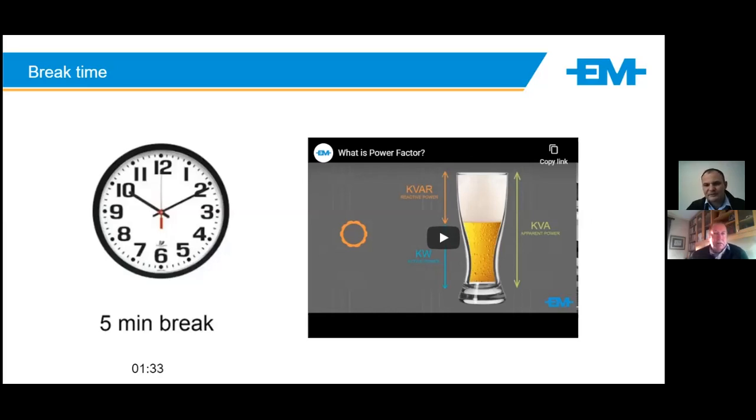Okay. Another one is, in your opinion, what is the acceptable harmonic level before the reactors or the filters need to be installed?